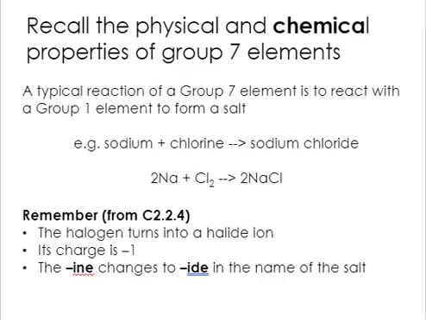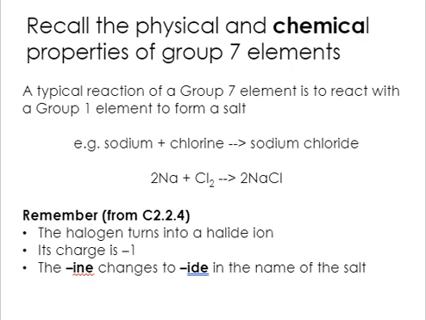The typical reaction that you need to know about is a Group 7 element reacting with a metal. In an exam, you're likely to be asked about it reacting with a Group 1 element. So, for example, sodium reacts with chlorine to give sodium chloride. The balanced equation is on the slide there.